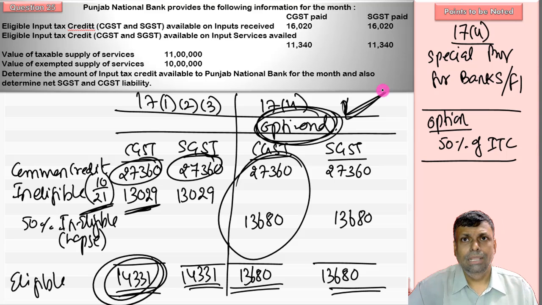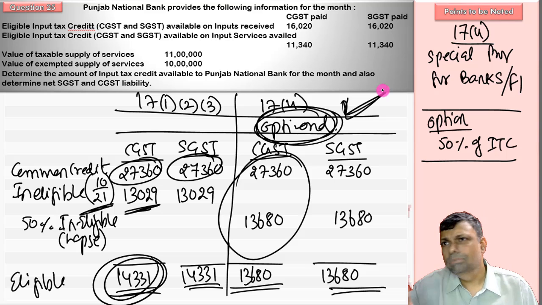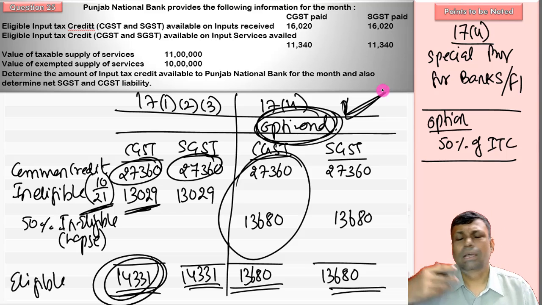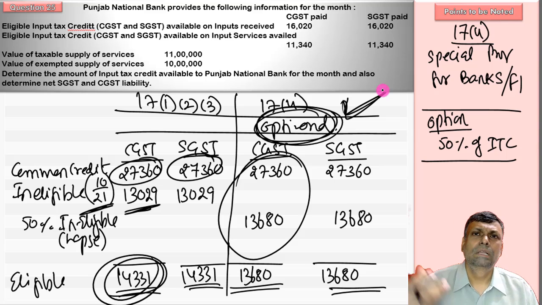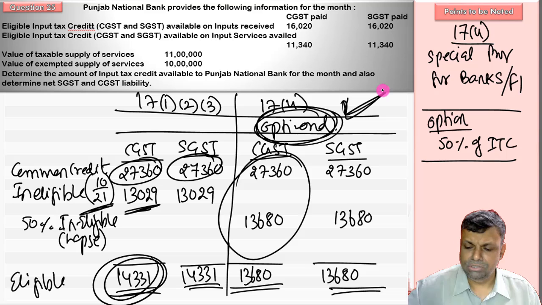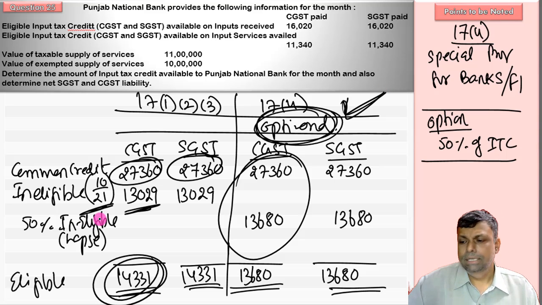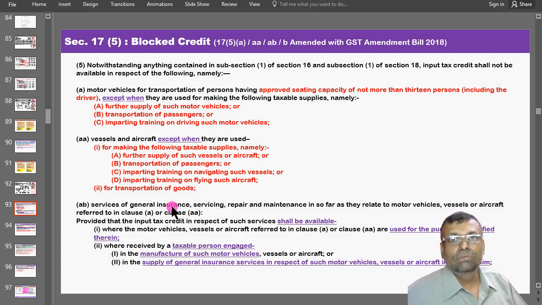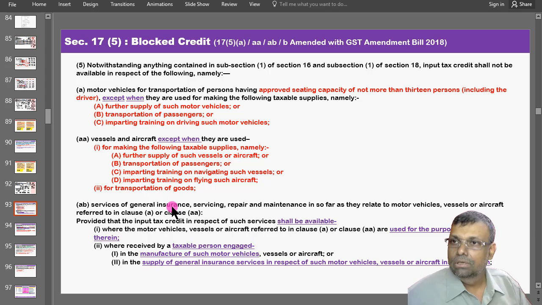You can do it optionally, and this is a simplified thing which is provided by the law, and a very good thing, because otherwise for some small difference here and there, this bank's financial institution has to do a lot of administrative work in terms of the GST. So it is a very, very friendly and a good scheme with respect to the bank's financial institutions. Now friends, section 17(5), the block credits.